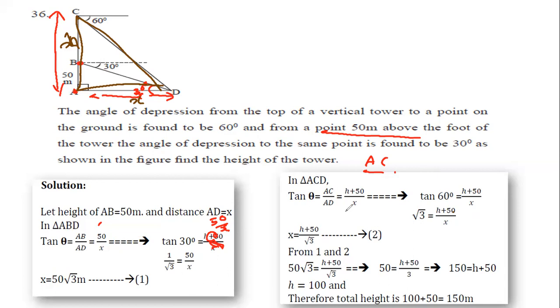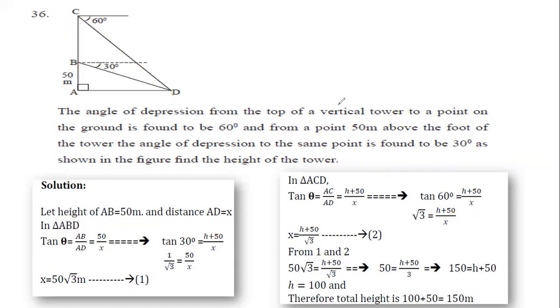So from equation 1 and 2, X is equal to 50 root 3, and here X is equal to H plus 50 divided by root 3. Substitute, you will get H is equal to 100. Therefore, the total height of the tower is 50 plus H, which is 50 plus 100, that is 150. So this is the final answer. Next question.